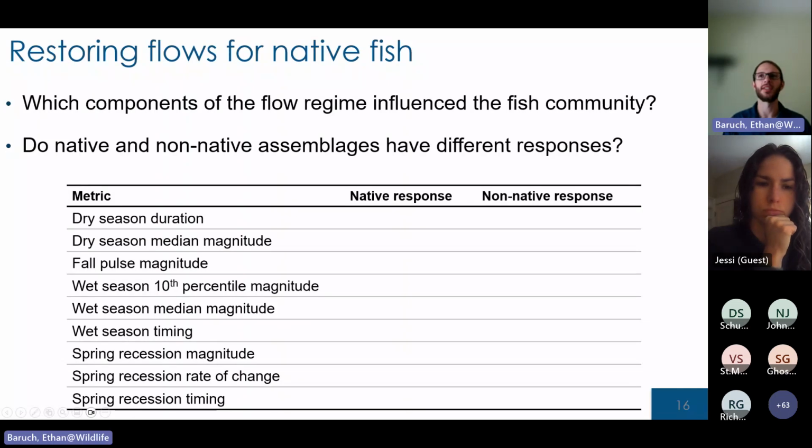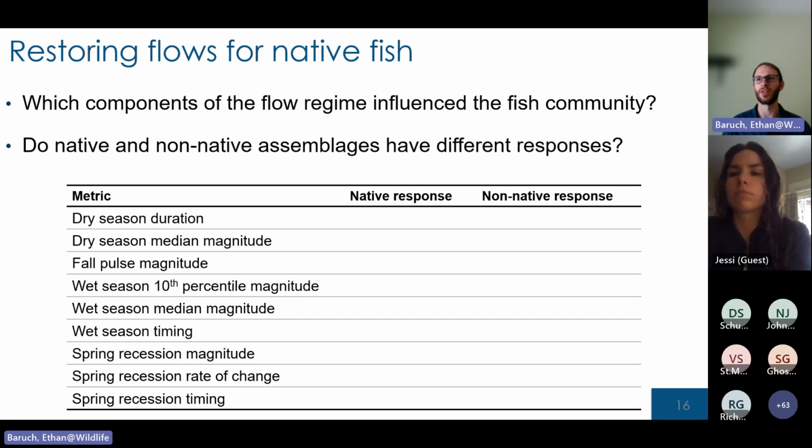So jumping into some of these results, we ended up finding that those models that I just described, which assume flow metrics have the same effect on the entire native assemblage and the same effect on the entire non-native assemblage, actually performed better than models looking at individual species responses. Those are the responses and the results that I'm going to focus on here.